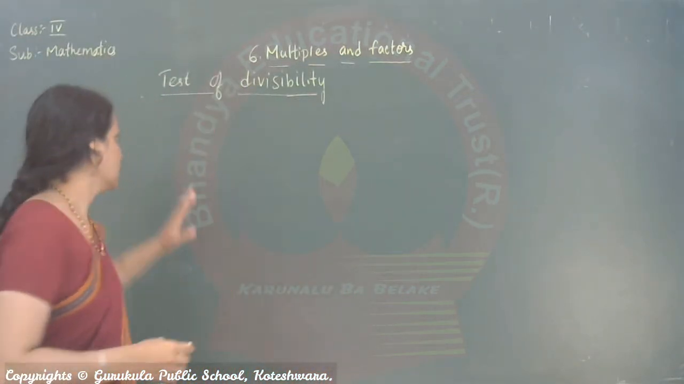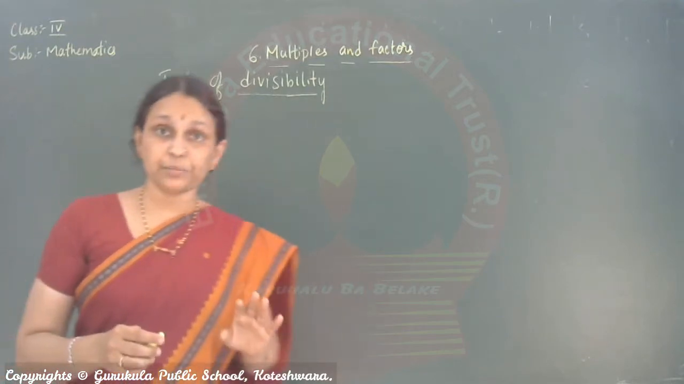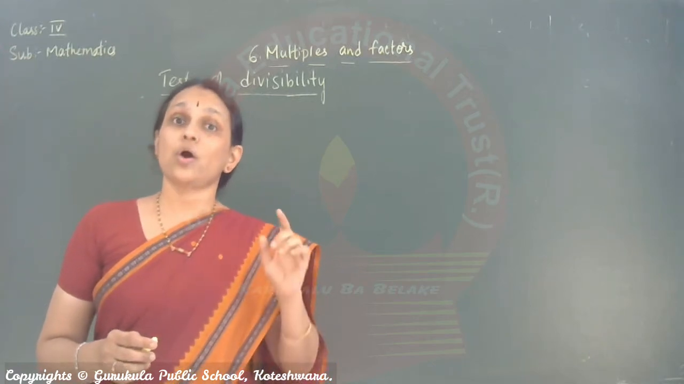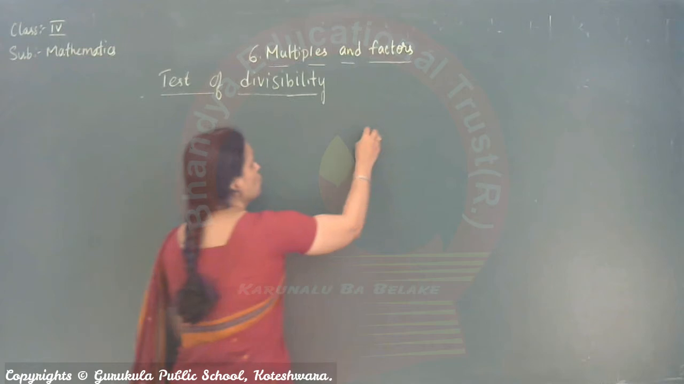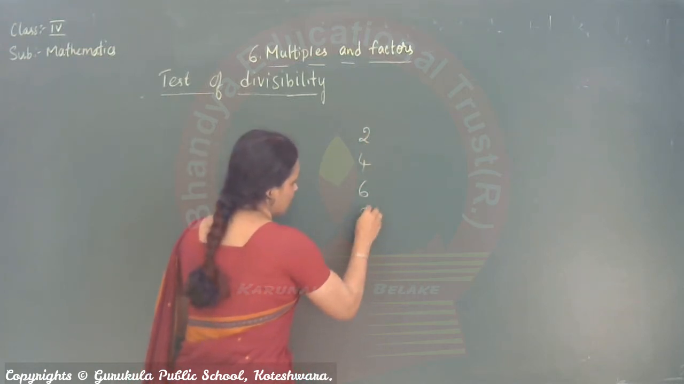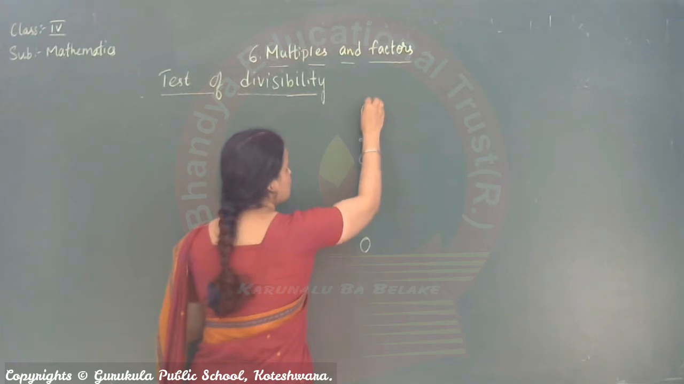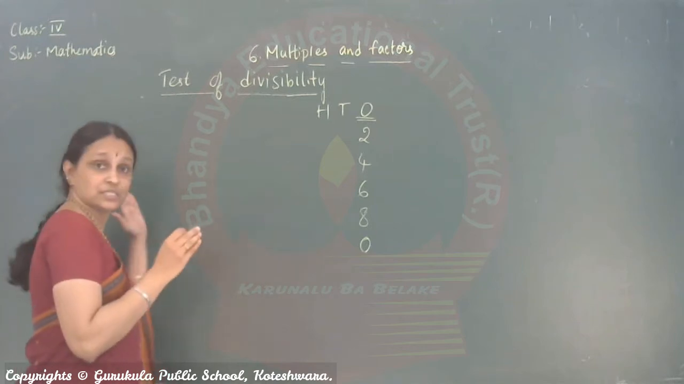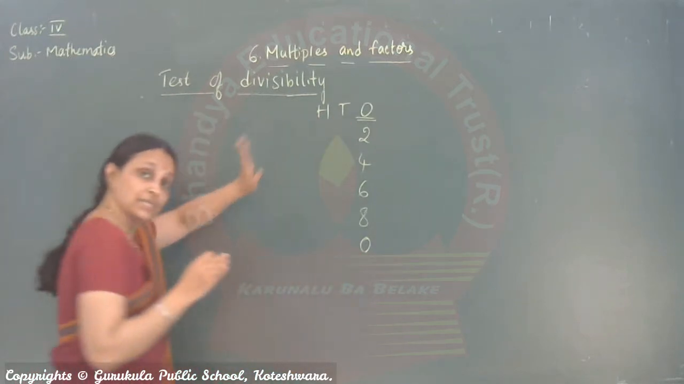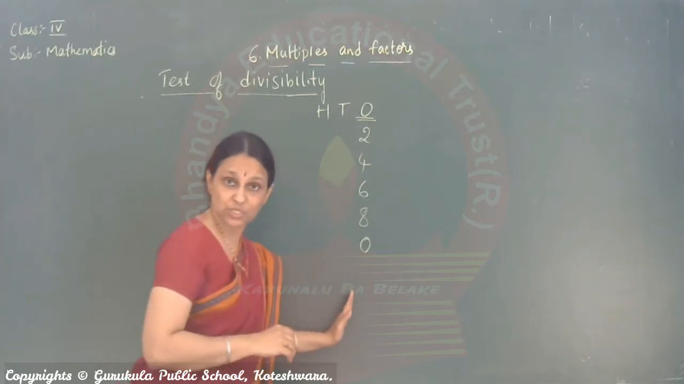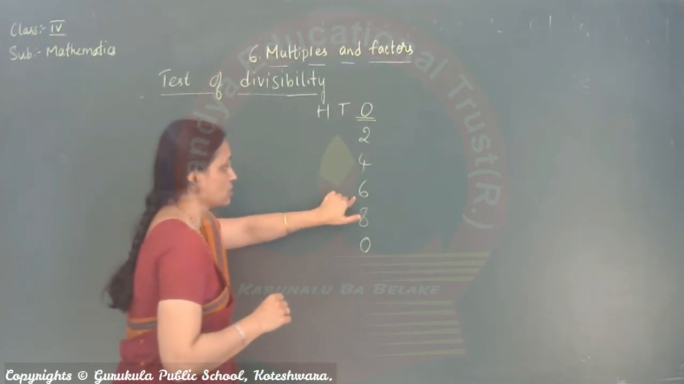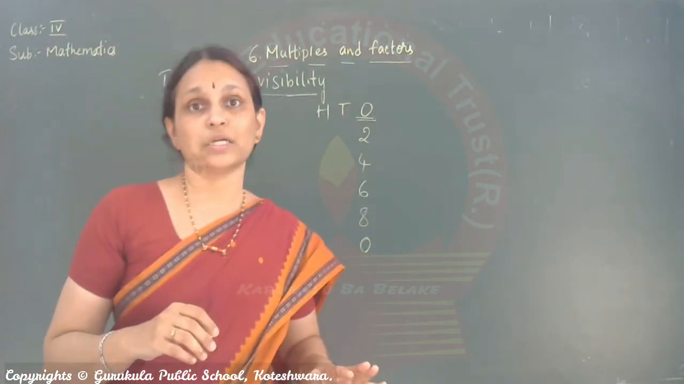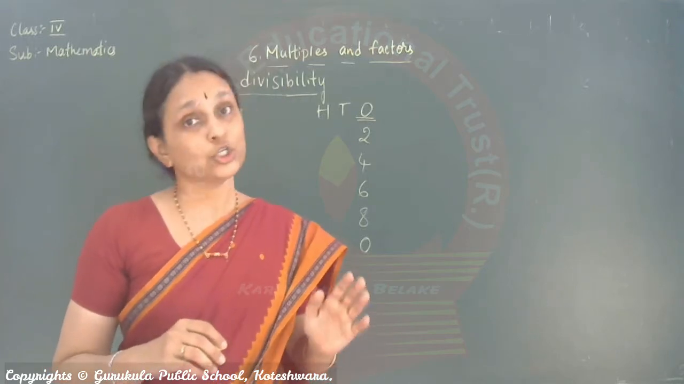First thing, you know there are even numbers and odd numbers: 2, 4, 6, 8, 10, 12. That is, all numbers which have 2, 4, 6, 8, 0 in the ones place. Let it be any number on the other side, that is tens, hundreds, thousands, anything. Only the ones place we have to see. If we have 2 or 4 or 6 or 8 or 0 in the ones place, it is divisible by 2. That is, even numbers are divisible by 2.